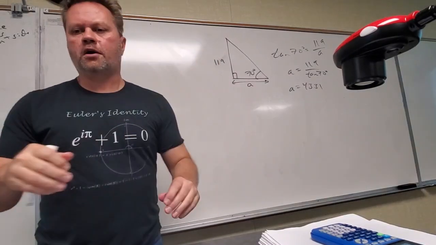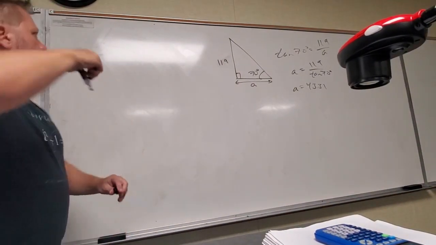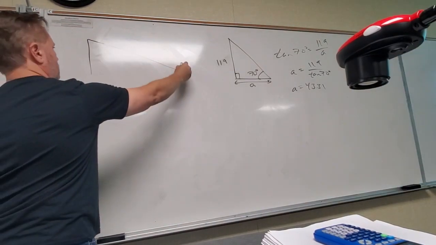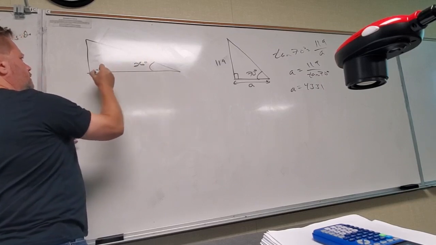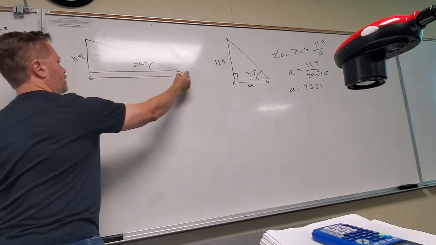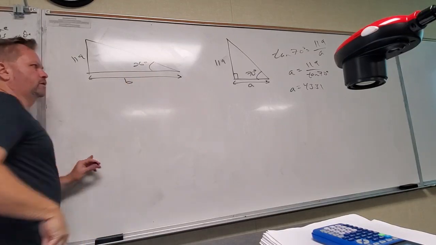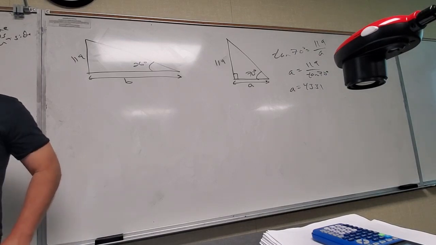Have you drawn the big triangle? Yes. What's here? 26. This is 119, and now let me call this B, just because. Can you figure out what B is?